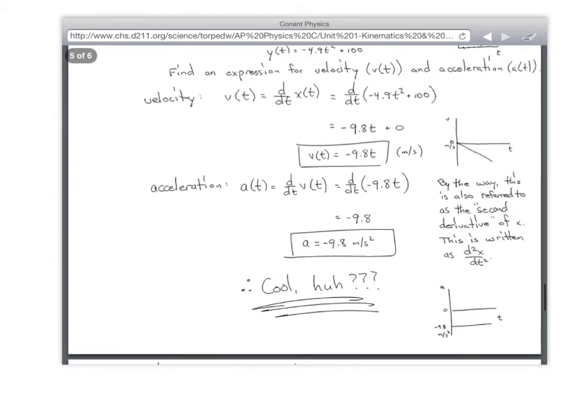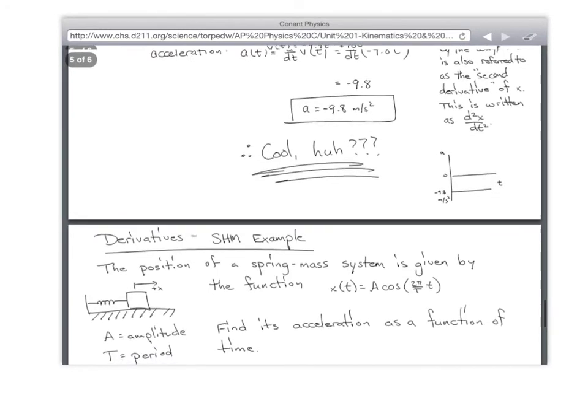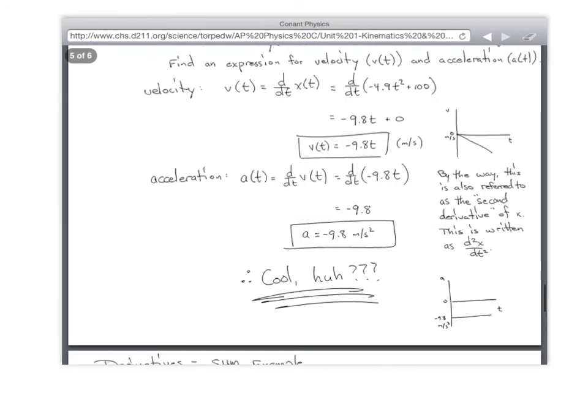Calculus. I think I'm going to get back to that velocity equation in a second. Therefore, cool, huh? Absolutely. All right. Good catch. And as you guys already know, the acceleration would be the second derivative of position.